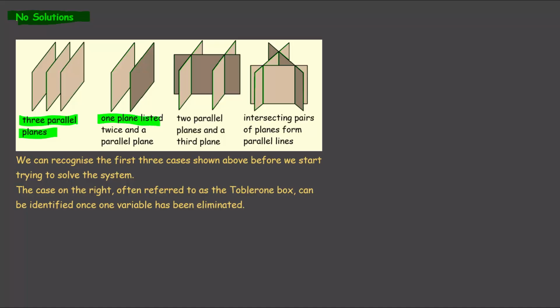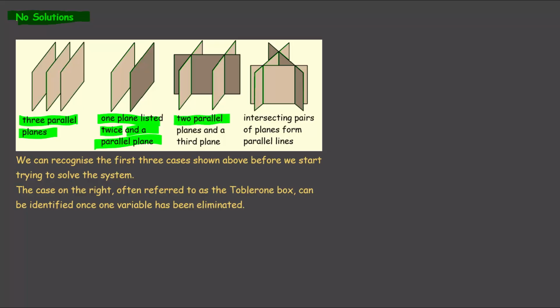We could have one plane listed twice, which means, as with 2D, that it's like when we ended up with two lines that were actually the same line. We'd end up with two planes that are actually the same plane. But then we have a third parallel plane, and so there's, once again, no intersections.